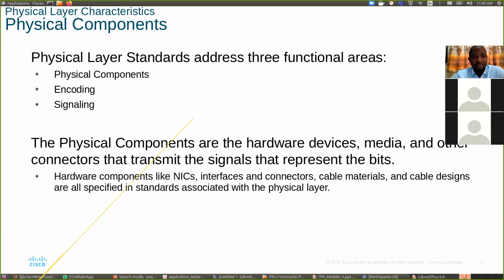Physical components. Physical layer standards address 3 functional areas. It addresses physical connection, it addresses encoding, and it also addresses signaling.